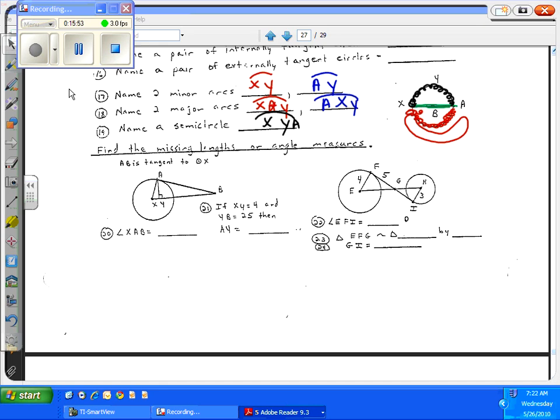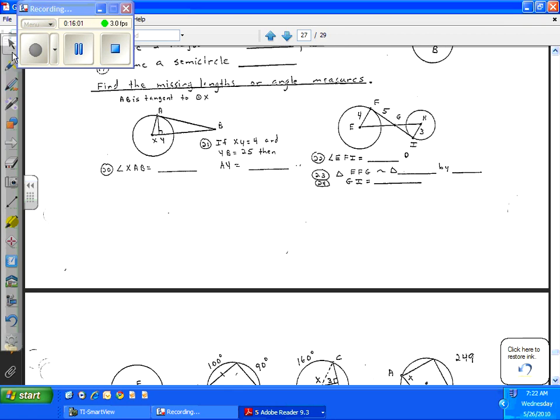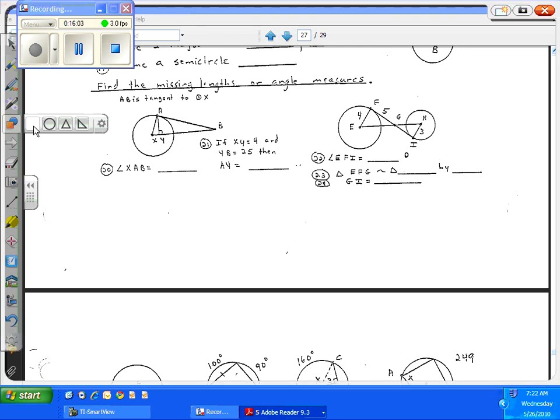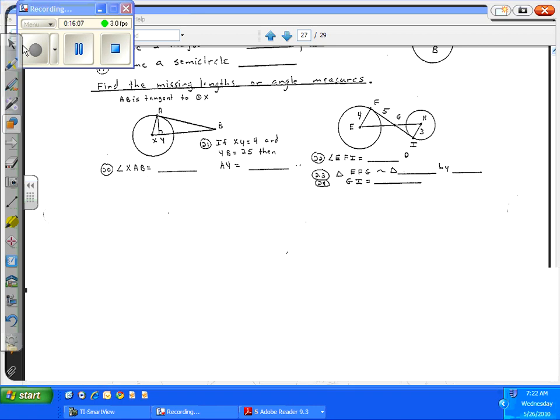Okay, numbers 20 through 24 say find the missing lengths or angle measures. I'm going to wipe this out just to have some room to focus on that problem only.